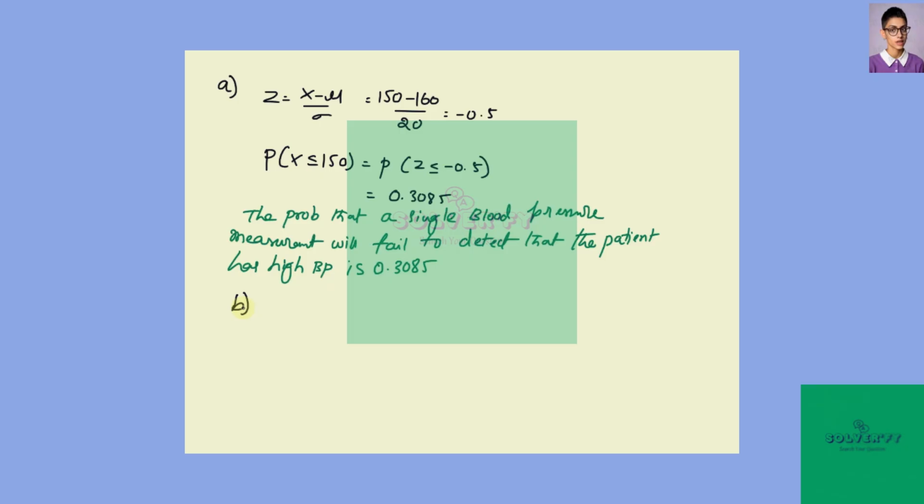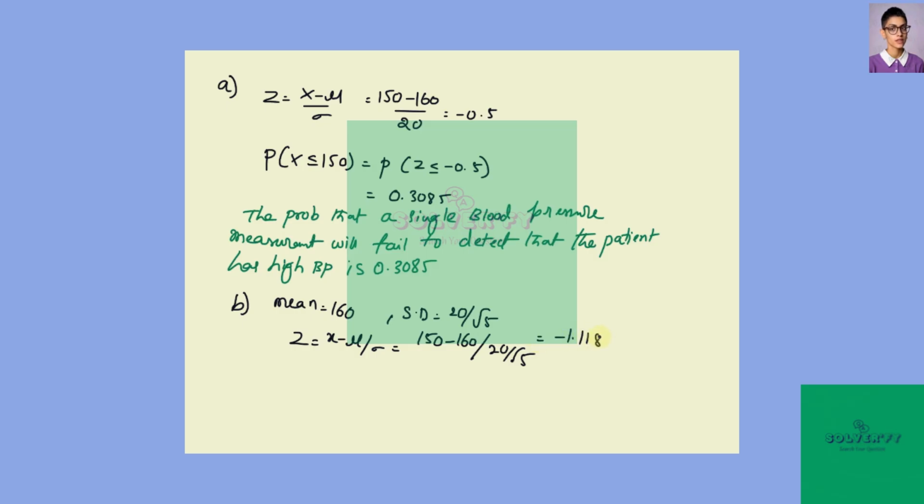And in second part, if 5 blood pressure measurements are taken, we want to find the probability that the average of the 5 measurements is less than 150. So the mean of the average of 5 measurements is still 160, but the standard deviation is 20 divided by square root of 5. So we can use the Z-score formula again. So Z equal to x minus mu by sigma, that is equal to 150 minus 160 divided by 20 by square root of 5. So it is equal to minus 1.118.